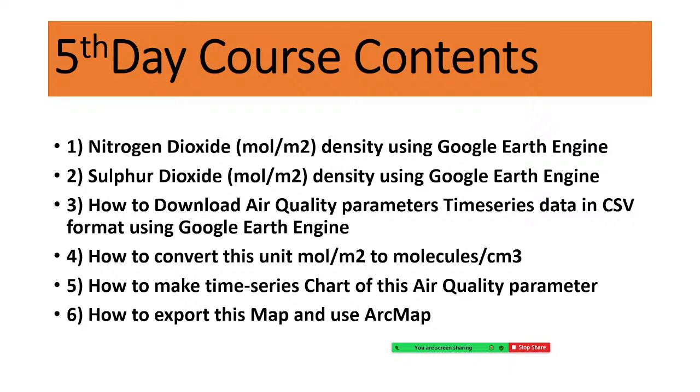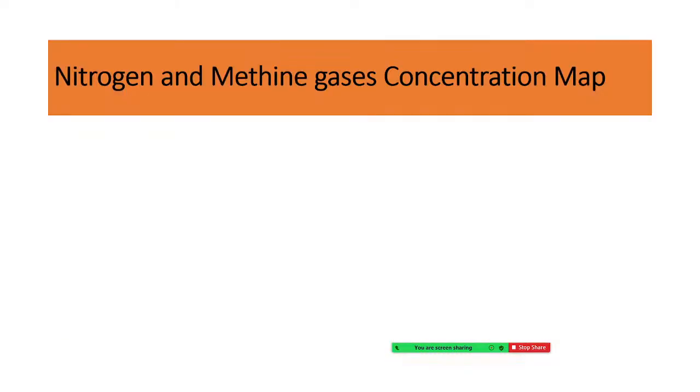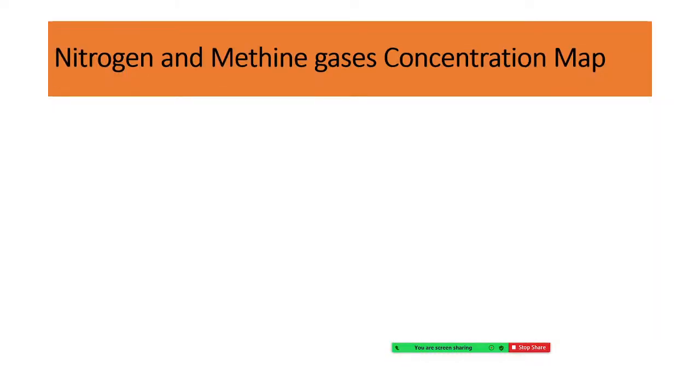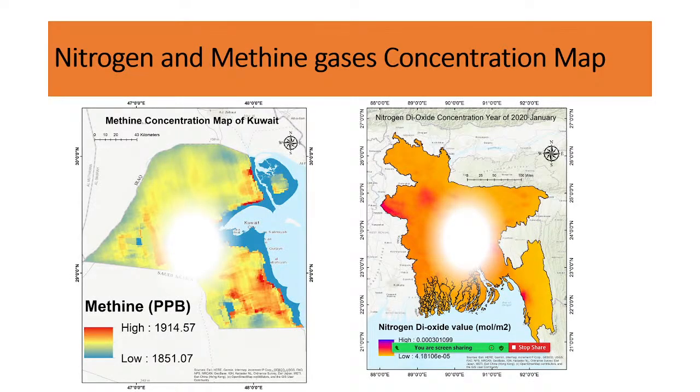So first of all, the nitrogen dioxide and methane gas concentration map. You can see that after completing this session, you can also make a map like this. Here I have randomly given an example for methane and nitrogen dioxide. You can see this map for methane, and this is another one for nitrogen dioxide concentration for the month of January 2020. You can see this is also a map. So I hope after completing this session you can make maps like this, and you can easily make the concentration map.